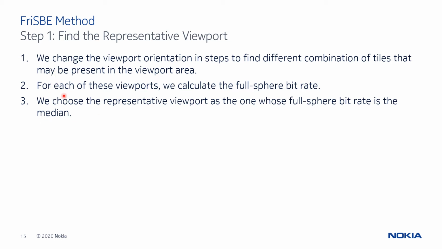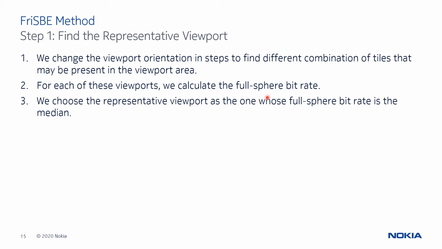Once we have these viewports, for each of these viewports, what we do is we calculate a full sphere bitrate. And how we do that is that we use, let's suppose, the highest quality for the viewport tiles and the lowest quality for the background tiles, and we have a single value for each of these viewports. And then we find the representative viewport as the viewport with a particular percentile.